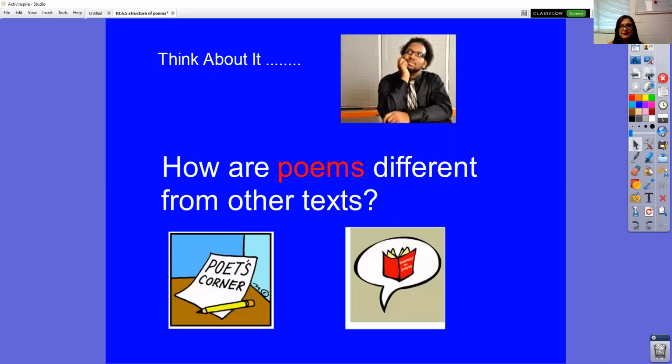So let's take a look. How are poems different from other texts? Turn and talk to a partner about how you think poems are different from other texts. Okay, and we'll share that. I see some of the ideas were that poems have stanzas, whereas other texts have paragraphs. Poems have lines, whereas other texts have sentences. And unlike other texts, poems don't often mean exactly what they say.